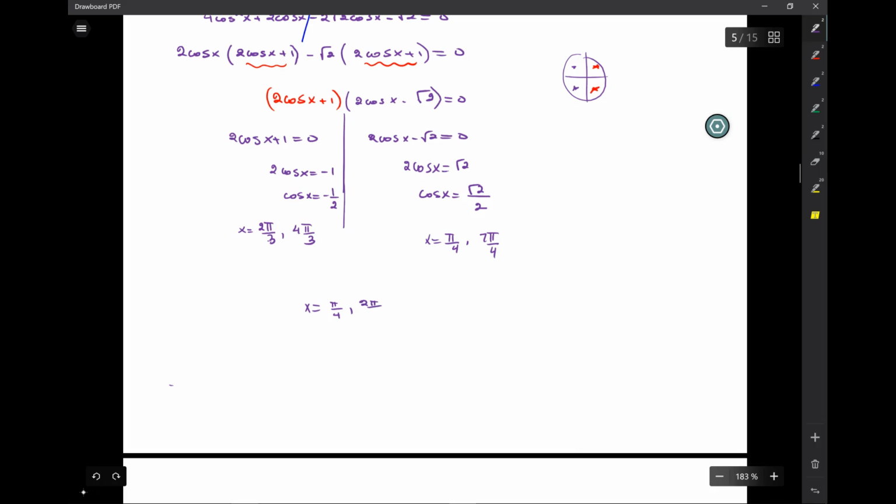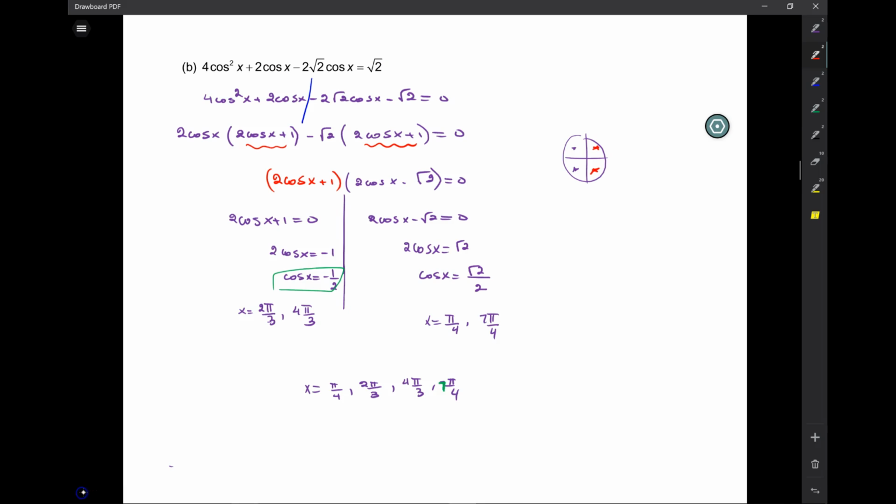Correct. So you have to look at this equation, right? And if cosine is equal to a negative number, then you have to go to the negative quadrants. If it's a positive number, then the positive. So remember here, 4 terms, factoring by grouping.